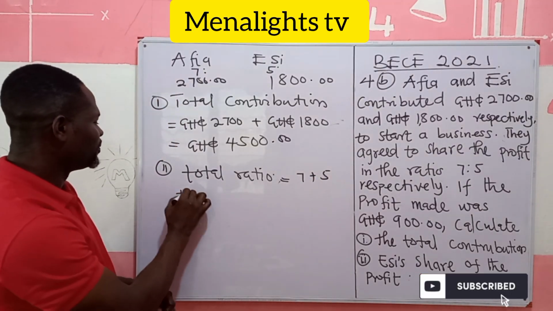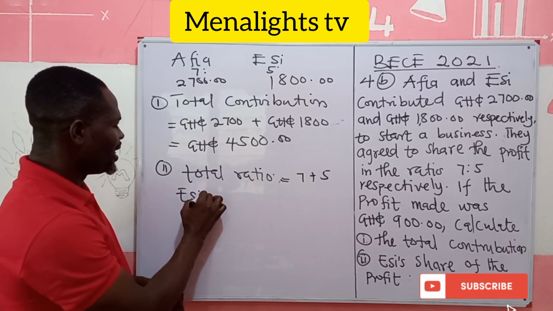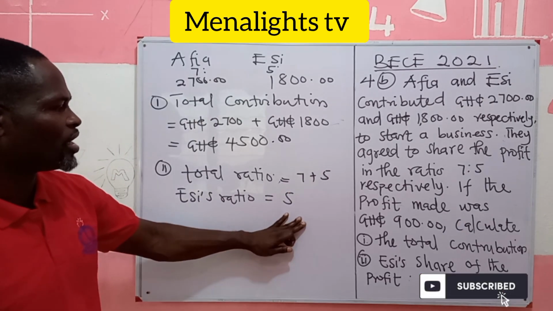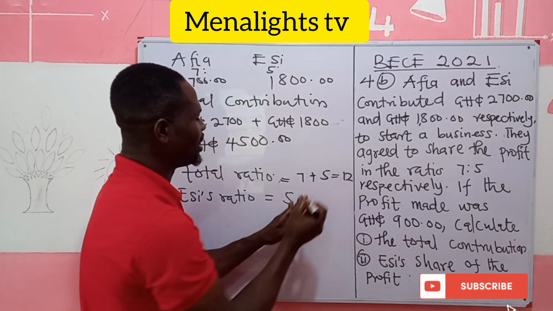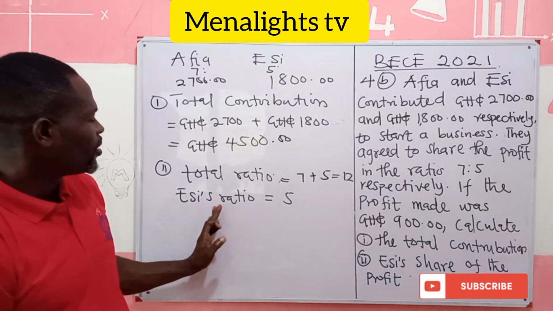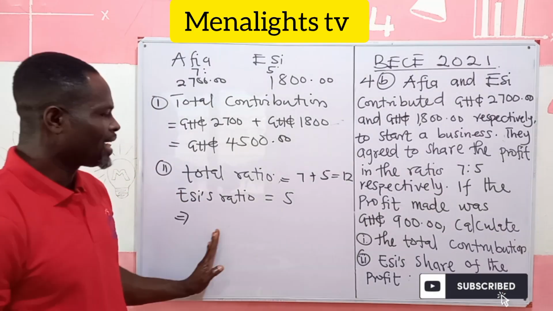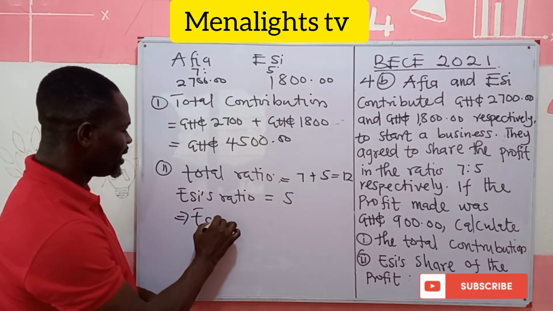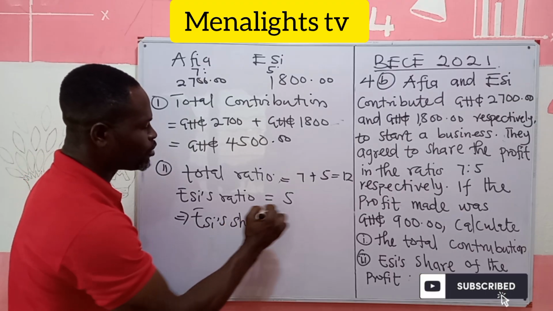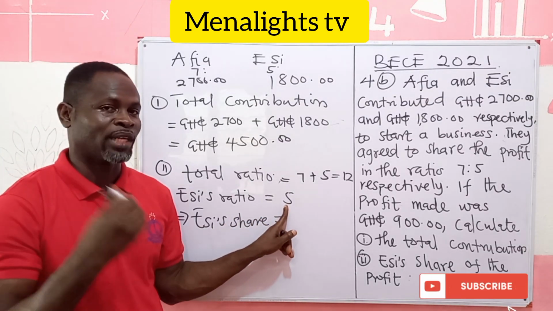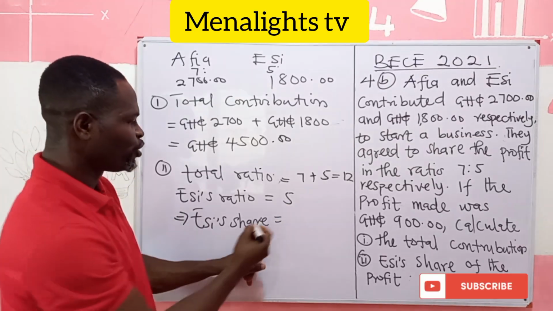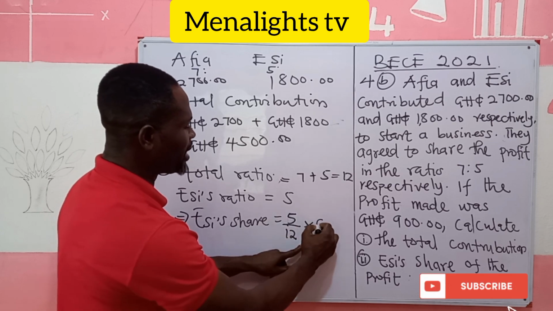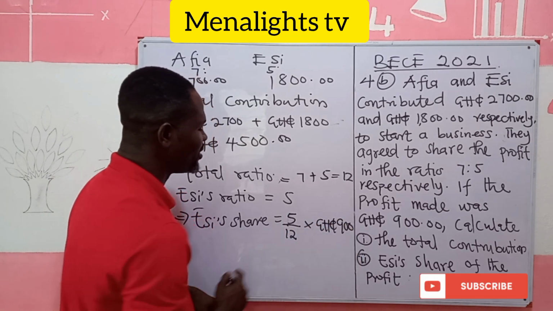Now when you come to AC, AC's ratio is 5. The total ratio here is 12, because 7 plus 5 gives us 12. So AC's ratio is 5. To get AC's profit, AC's share is equal to AC's ratio over the total ratio times the profit that they're sharing. So that is 5 out of 12 times the amount that they're sharing, which is 900 cedis.